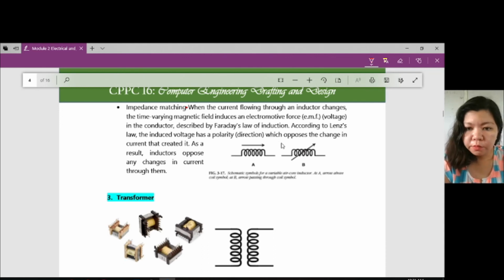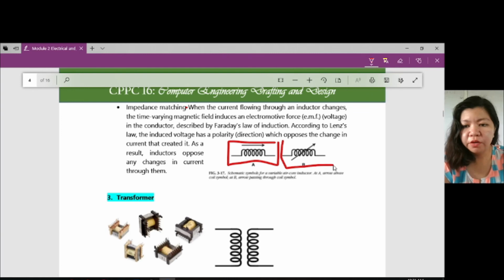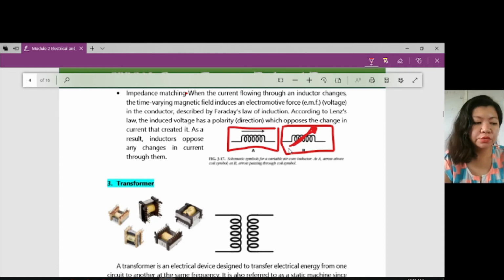Now, this is the symbol for the inductor. This one is a symbol for a variable inductor. Ibig sabihin, it changes. So, every time, kahit sa ibang component, pag nakakita kayo ng arrow that's pointing this way or upward, it means the value or something is a variable component. Nagbabago. Now, let's go to transformer.